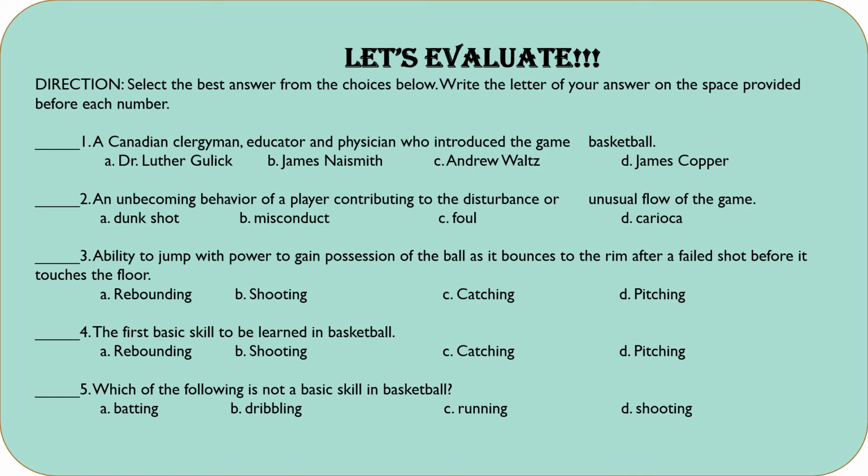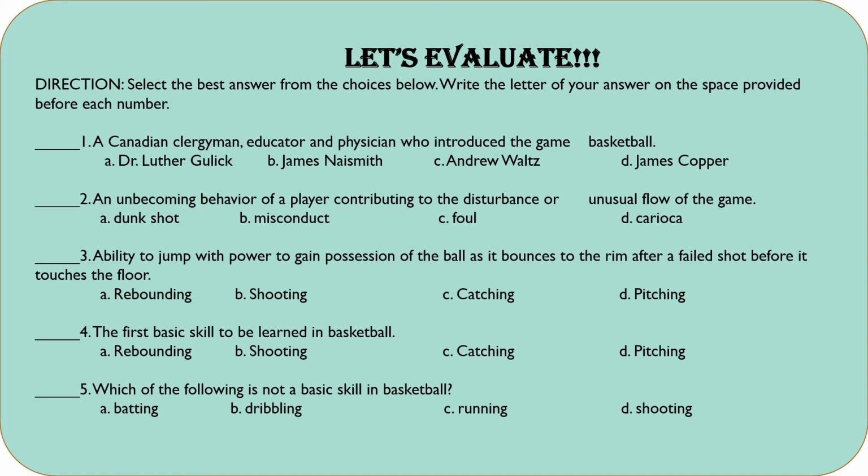Let's evaluate. So you have to select the best answer from the choices below. Write the letter of your answer on the space provided before its number. Number 1, a Canadian clergyman, educator, and physician introduced the game basketball. Is it A. Luther Gulick, B. James Naismith, C. Andrew Walsh, or D. James Copper? For number 2, unbecoming behavior of player contributing to the disturbance or unuseful flow of the game. A. Drunk shot, B. Misconduct, C. Foul, D. Carioca.